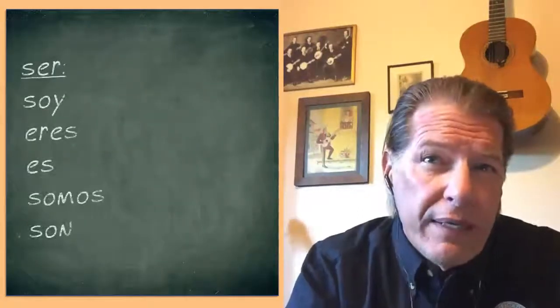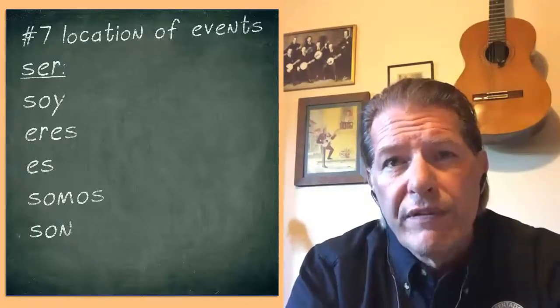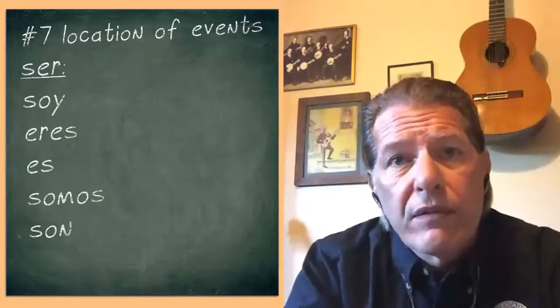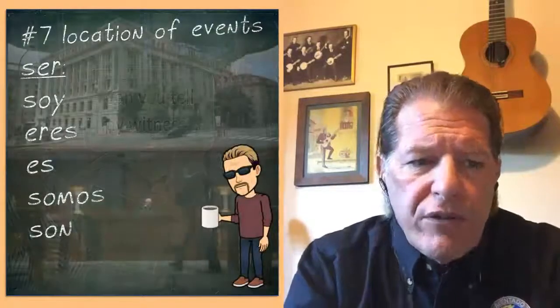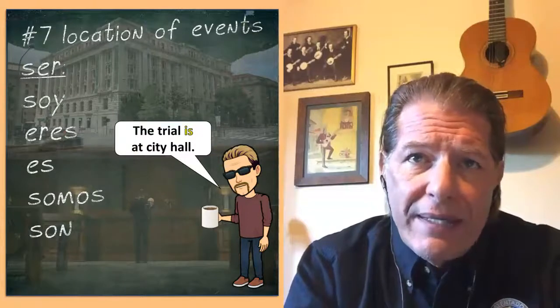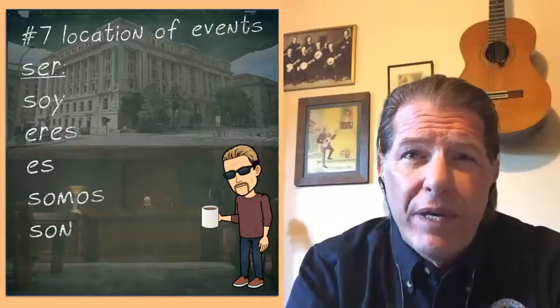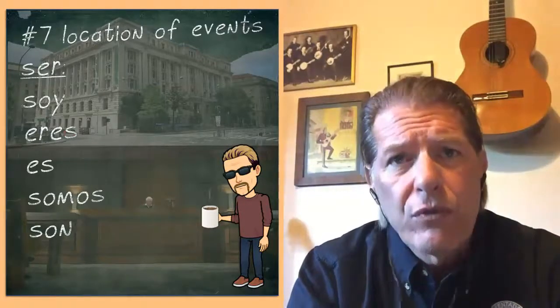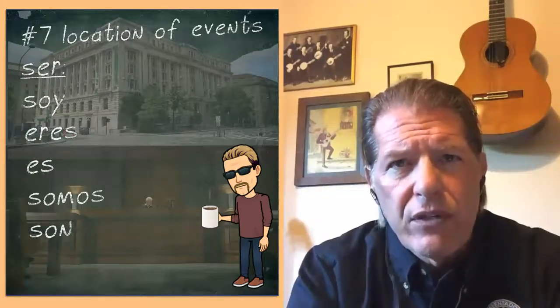Now, number 7. Now listen close. Because we frequently forget that ser is used for the location of events. Which brings us back to our initial question we had of this video, which is, how would you tell that person the trial was at City Hall? The correct translation, as we said, is el juicio es en el ayuntamiento. Now, a better English translation of that might be that the trial is held at City Hall. So if that helps you understand that you should use ser because of that different translation, then that's fine.